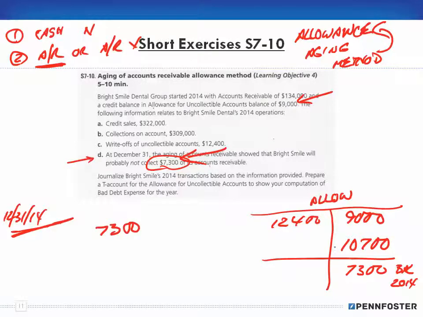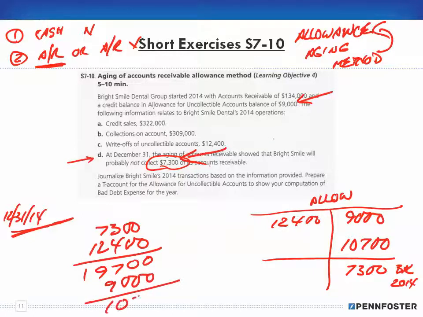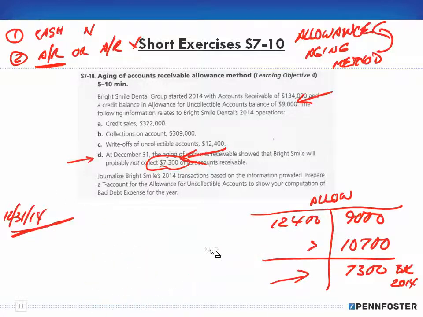Pay attention to this. All right, I need a balance of 7,300. In order to get my credit balance, I have to add in the 12,400, which gives me $19,700. Then I subtract out the $9,000, which is my credit, which means I have to make an adjusting journal entry for the 10,700 in order to be able to get the balance we want of $7,300. Okay. Sorry about that little bit of confusion. Nobody's perfect. So we know that we need to have an adjusting journal entry for 10,700.